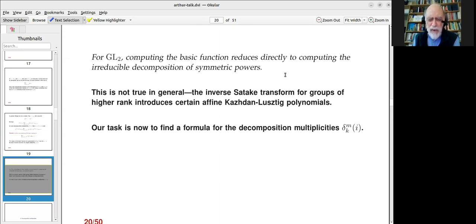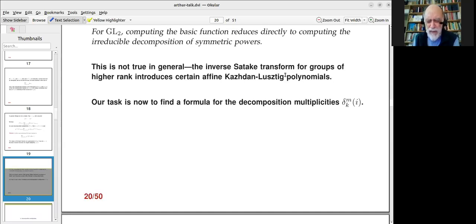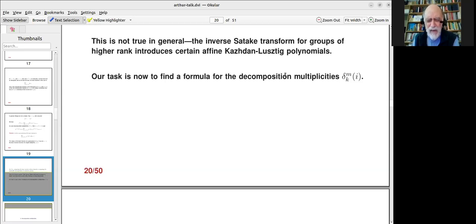So as I say, for GL2, computing the basic function reduces directly to computing the irreducible decomposition of symmetric powers. And as I also say, it's not true in general. The inverse Satake transform in general involves Kostka-Foulkes polynomials. So the problem now is to find a formula for the decomposition multiplicities.